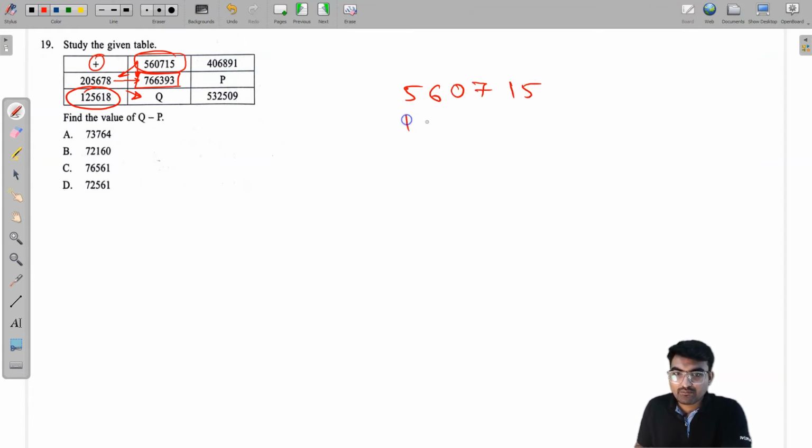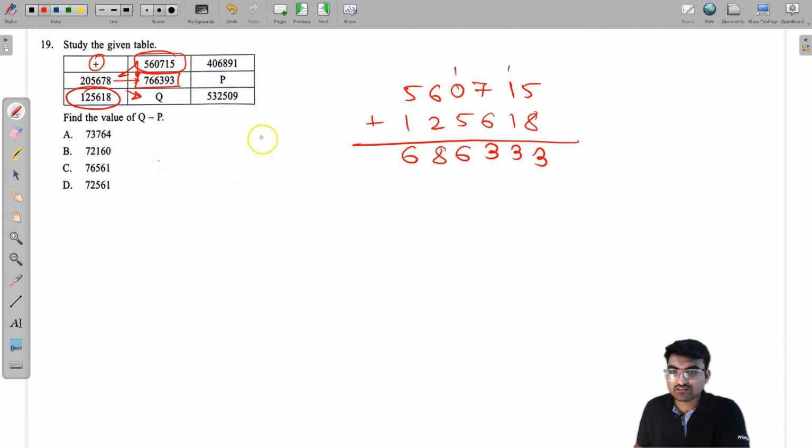560715 plus 125618, right? So 8 plus 5 is 13, 3 carry 1, 3, 7 plus 6 is 13, again 3 carry 1, 5 plus 1 is 6, 6 plus 2 is 8, 5 plus 1 is 6. So this is Q.